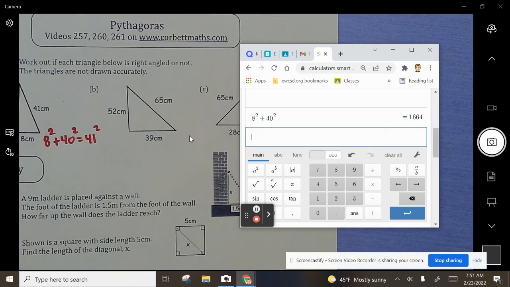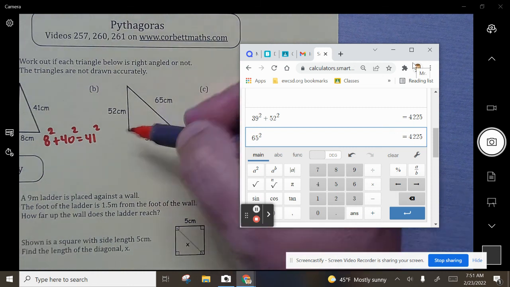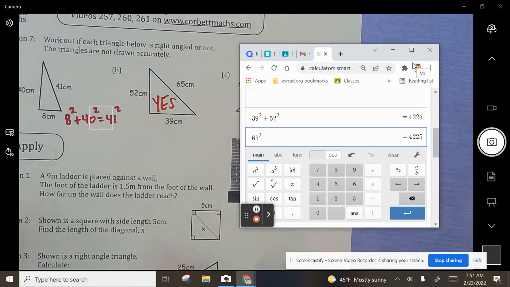So if you try the next one, let's go 39 squared plus 52 squared. All right, and then I'm going to hit enter, and does that equal 65 squared? Hey, guess what? Those are both the same, so that's a yes, okay? All right, not so much worried about that.